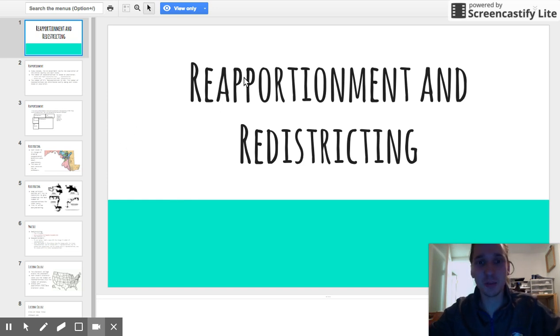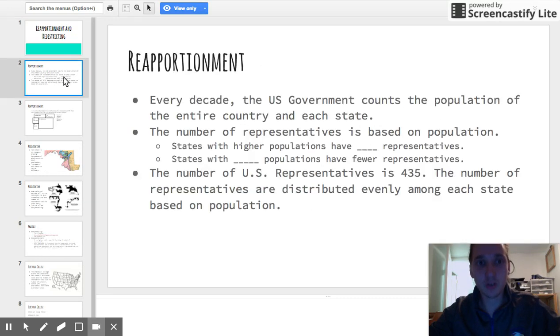Today we're going to be talking about reapportionment and redistricting. We're going to start with talking about the census. Every decade, the US government has what's called a census, and that basically counts the population, asking everyone who lives there about their race, their age, their job, where they live, and how many people are in their family.